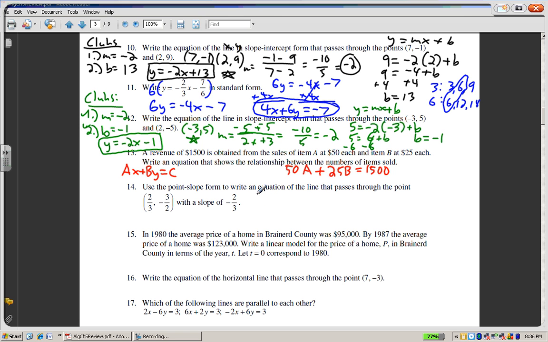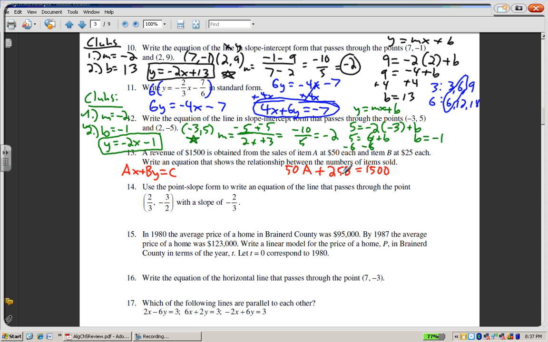And at this point, you have a choice. You can put it into formal standard form, which means you need to divide each one of these by 25. But really, it just said write an equation. So it did not specify that it be in standard form. So this would actually be acceptable.